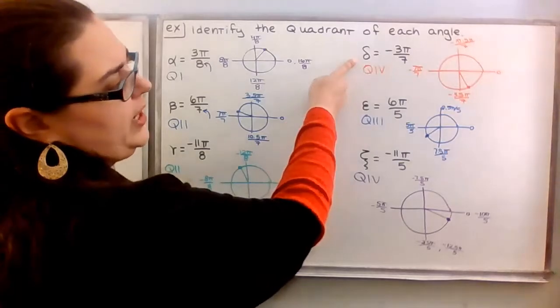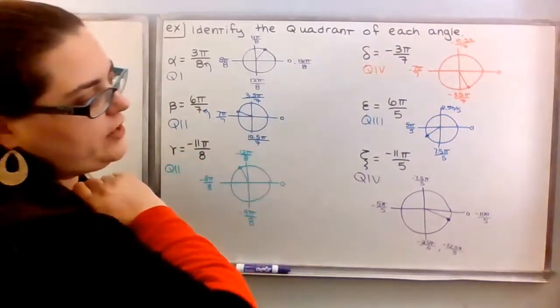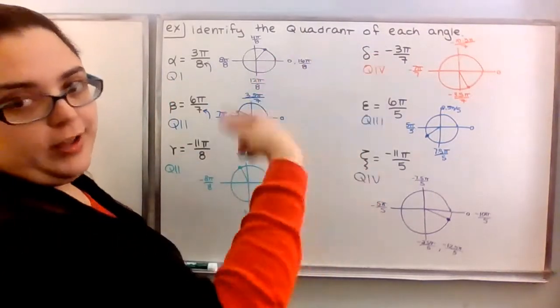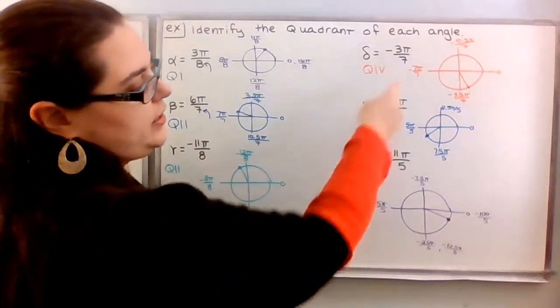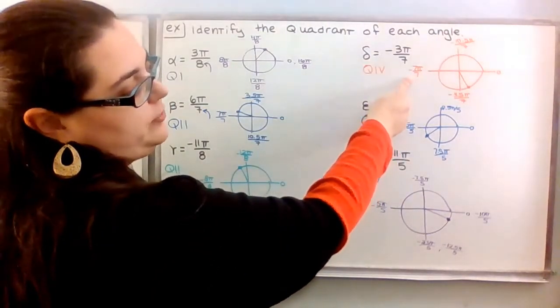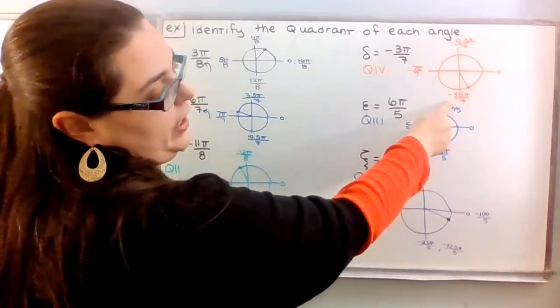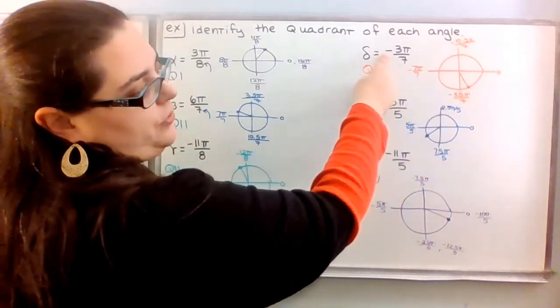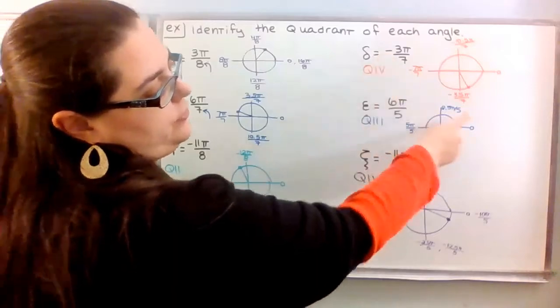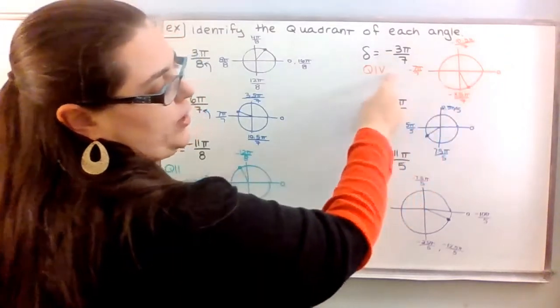For delta, we had negative 3 pi over 7. So same thing, we're going to go clockwise this time. And here was my negative 7 pi over 7. Half of 7 is 3.5. So here's my negative 3.5. Since negative 3 is smaller than 3.5, I'm going to be over here in quadrant 4.